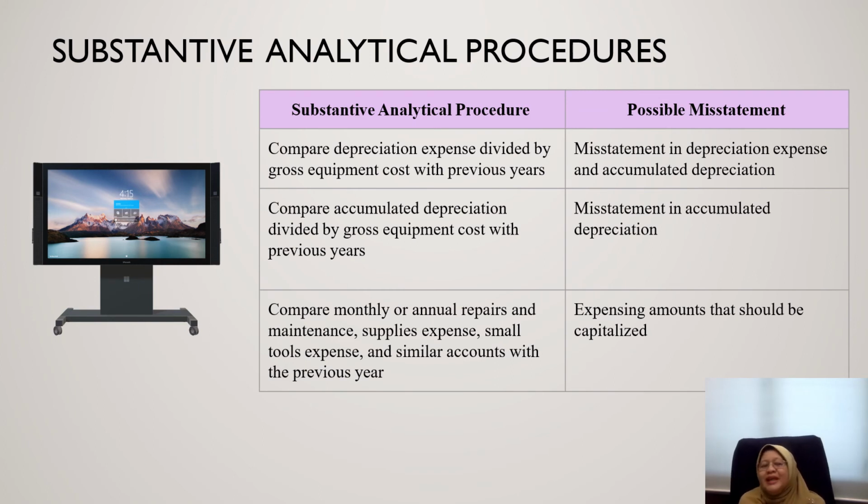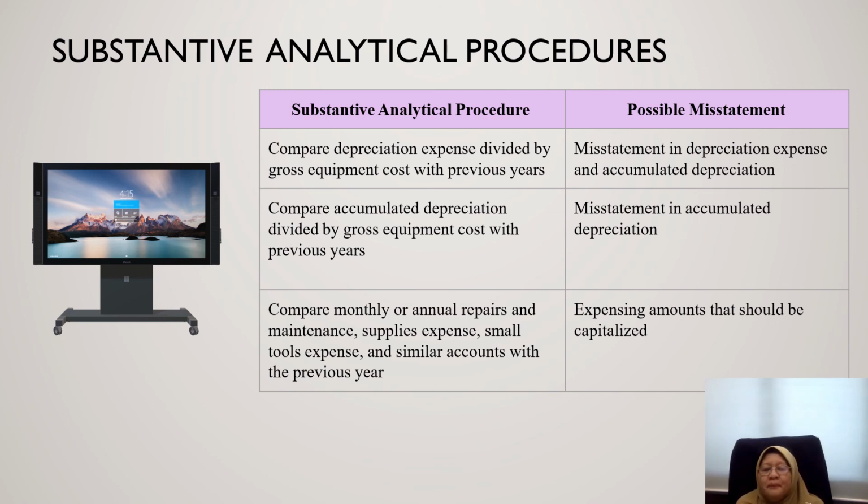In addition to all that, we can also do substantive analytical procedures in relation to PPEs. These are some examples of analytical procedures that can be done. We compare; that's what we do when we do analytical procedures. For example, we can compare the depreciation expense for this year to last year. Depreciation expense divided by gross equipment cost this year compared to last year, so that we can see whether there is possible misstatement in the depreciation expense and accumulated depreciation.